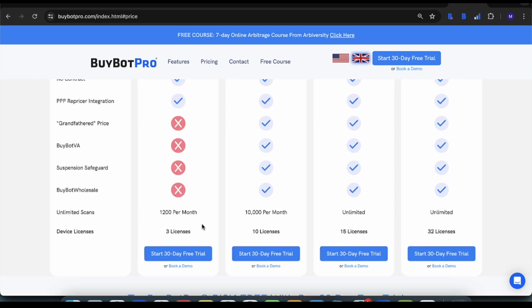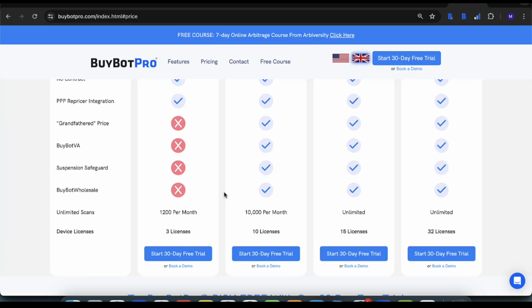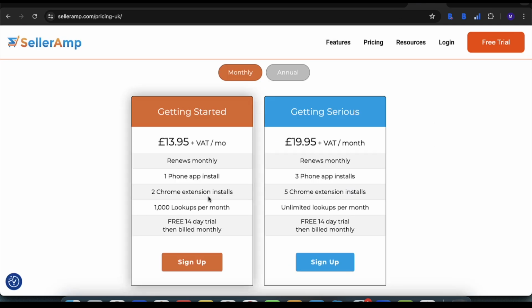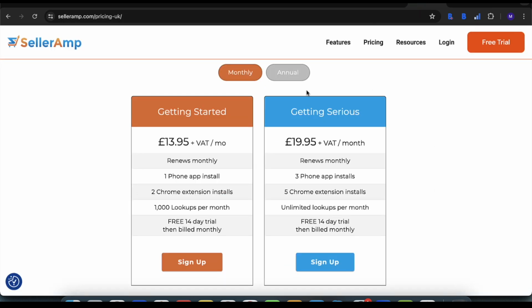And so that's 3 licenses, so you can use it on 2 phones, 1 laptop, or 2 laptops, 1 phone, whatever it is. But here it's limited to just 1 phone, 2 Chrome extensions, so they dictate how those licenses are divided up there. Whereas with BuyBotPro, it's a lot more free in that regard. There's 1,000 lookups per month, so I believe this is how many times that you can analyze. So there's 1,000 there. With BuyBotPro, it's 1,200, so that is more that you can analyze.